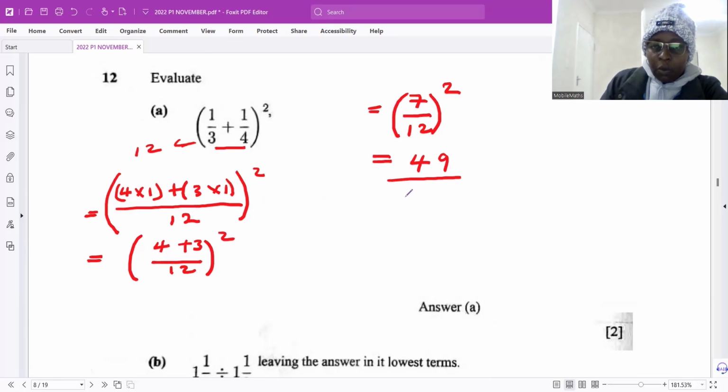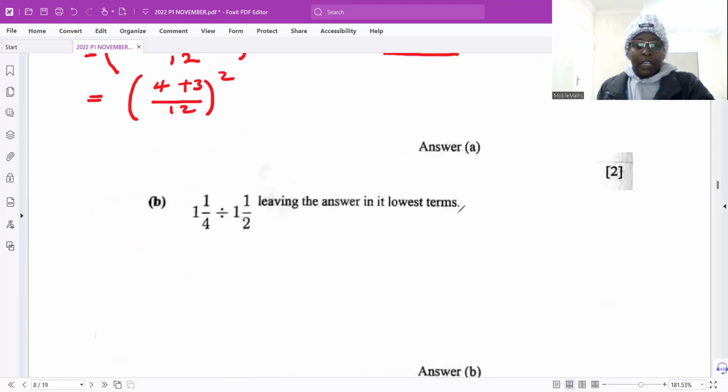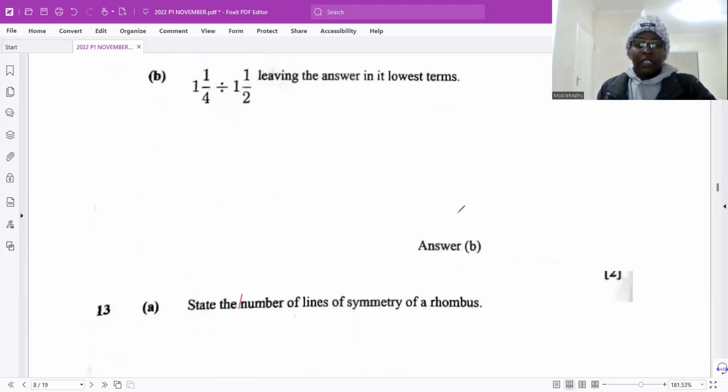12 squared, we get 144. Okay, so that's our final answer there. Okay, let's move on. We are dividing, then leaving the answer in its lowest terms. So we rewrite these improper fractions as mixed fractions.